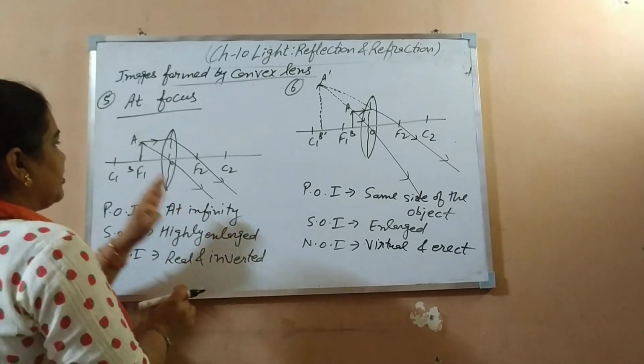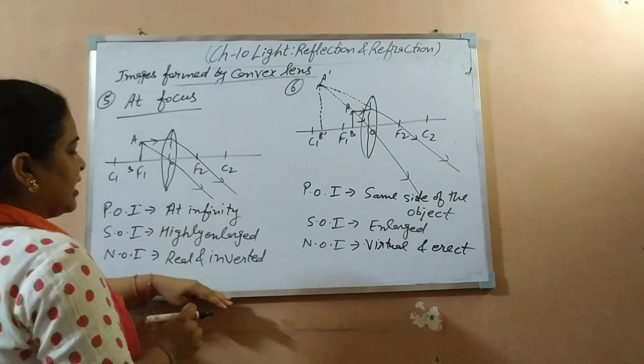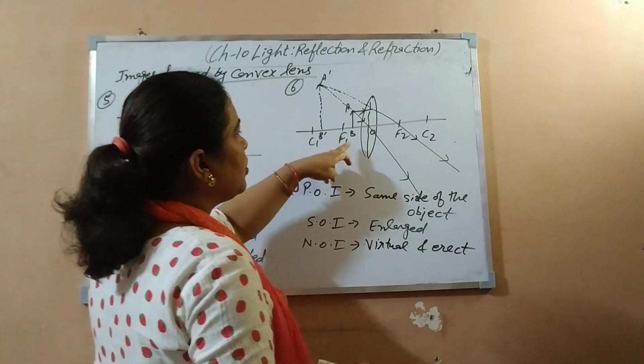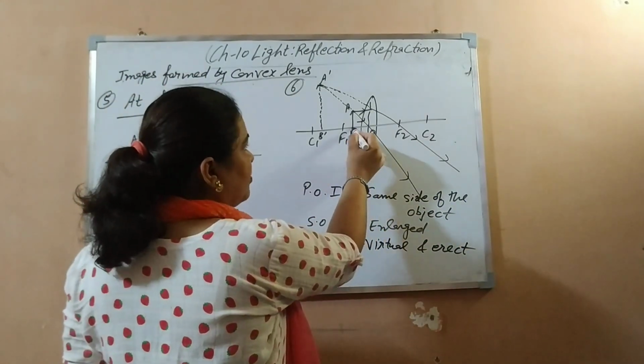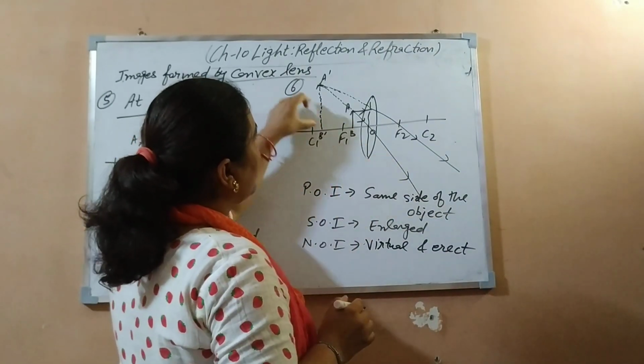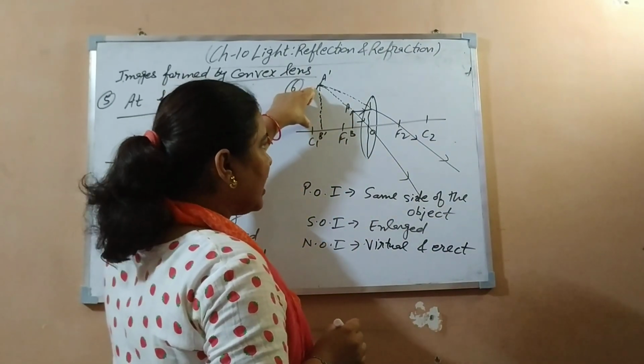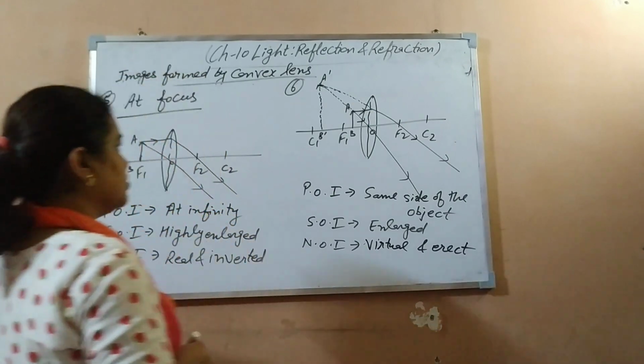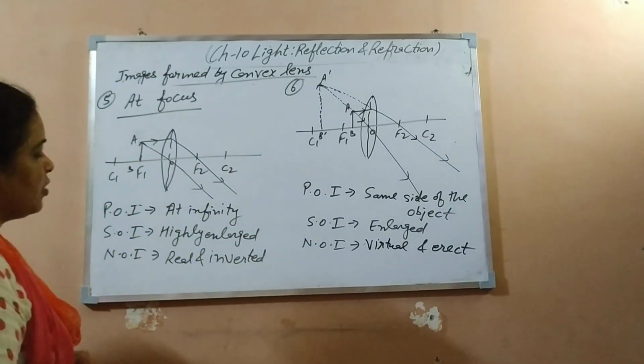What difference have you got? Till these cases, when the object is up to the focus, the images are real and inverted. When you situate the object between optical center and focus, very near to the convex lens, then it forms a virtual, erect and enlarged image of the object. So these are the cases for the convex lens.